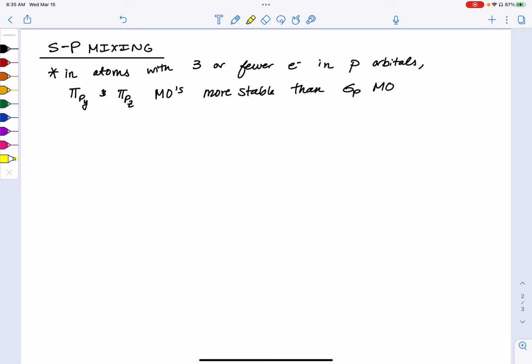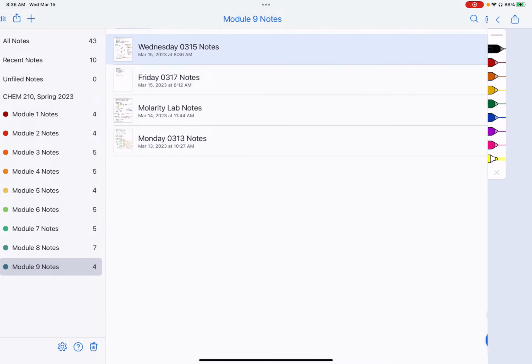So let's think about atoms with 3 or fewer electrons in the p orbitals. These are going to be things like Li2, C2, N2, Be2, etc. Although we would not expect Be2 to be stable, and we can talk about why.